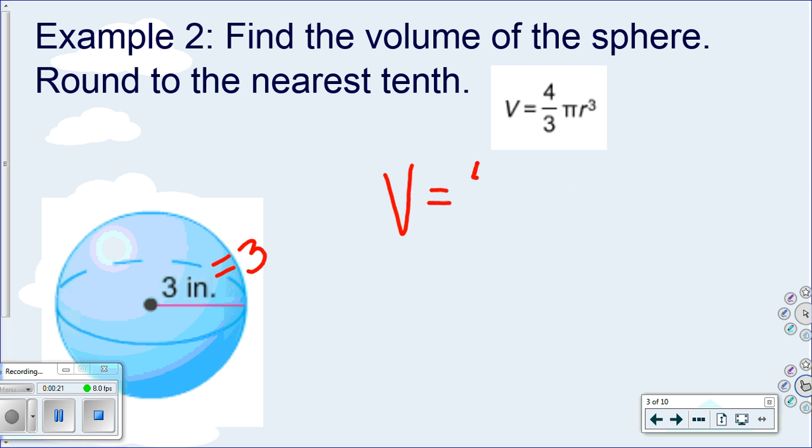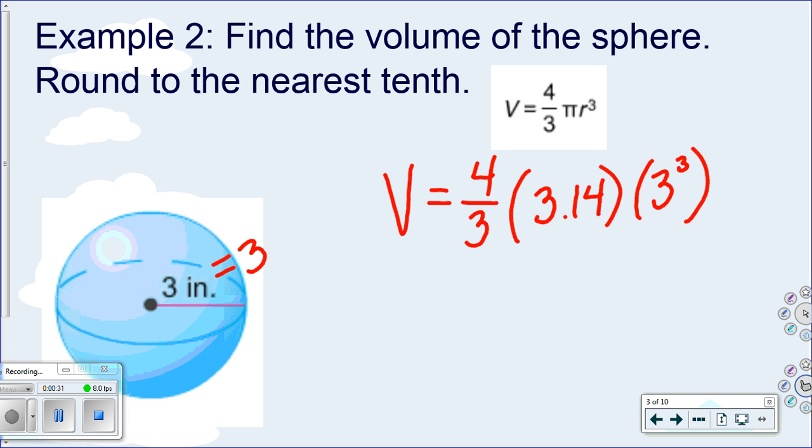Volume is equal to 4 over 3. What's pi? 3.14. What's my radius? 3, and that is cubed. Make sure you cube that when you put it into your calculator. Take a second. Everybody have the answer? What do we get? 113.04. I have to round to the nearest tenth place.